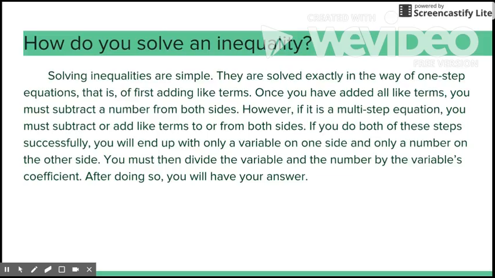How do you solve an inequality? Solving inequalities is very easy. They are solved exactly in the way of one-step equations, that is, by first adding all like terms. Once you have added all like terms, you must subtract a number, or add a number if it is negative, from both sides. However, if it is a multi-step equation, you must subtract or add like terms to or from both sides. If you do both of these steps successfully, you will end up with only a variable on one side and only a number on the other side. You must then divide the variable and the number by the variable's coefficient. After doing so, you will have your answer.